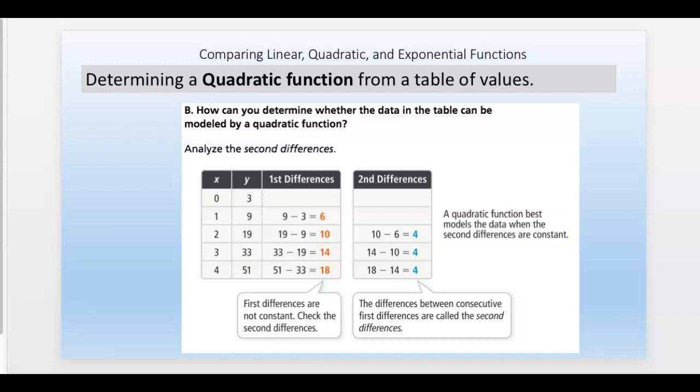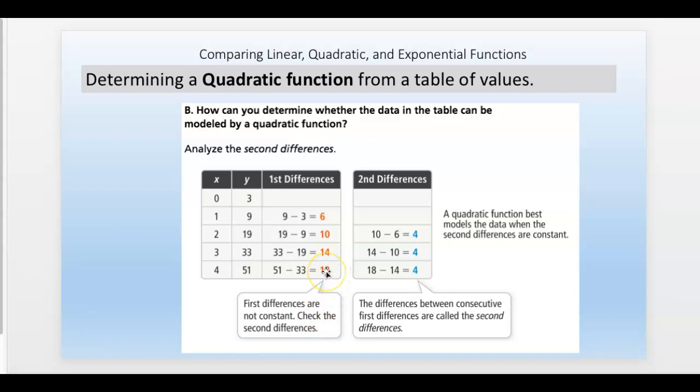If you get a table, again, you check the x's. They each go up by 1. That's what you want. What's the deal with the y's? Again, let's look at the first differences. You take 51 minus 33. Then you take 33 minus 19. And 19 minus 9. And then 9 minus 3. Okay, you write them down, and it's like, uh-oh, those aren't the same numbers.